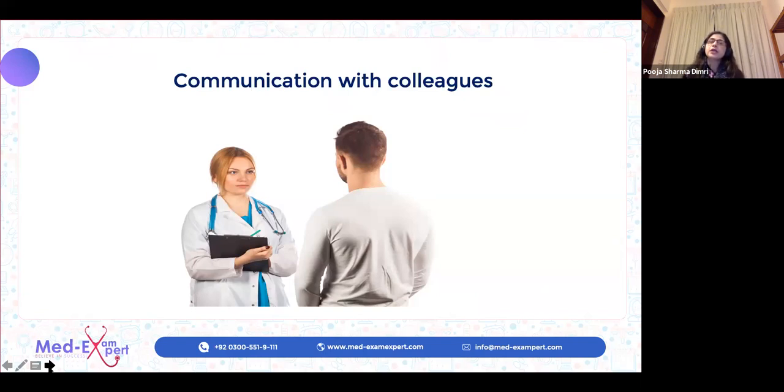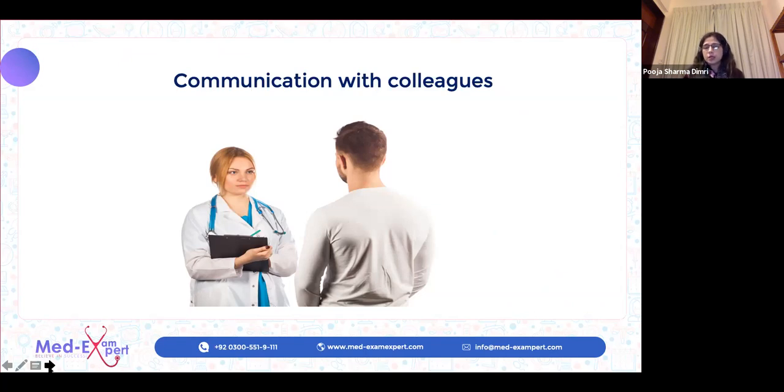Another important thing in communication with colleagues is when we talk about the multidisciplinary team. The multidisciplinary team is a liaison between the various specialties, or liaison between doctors and nurses, or allied specialists like the psychologist or the counselor. All this communication comes under communication with colleagues. Then specialists and then midwives all form a part of the team.